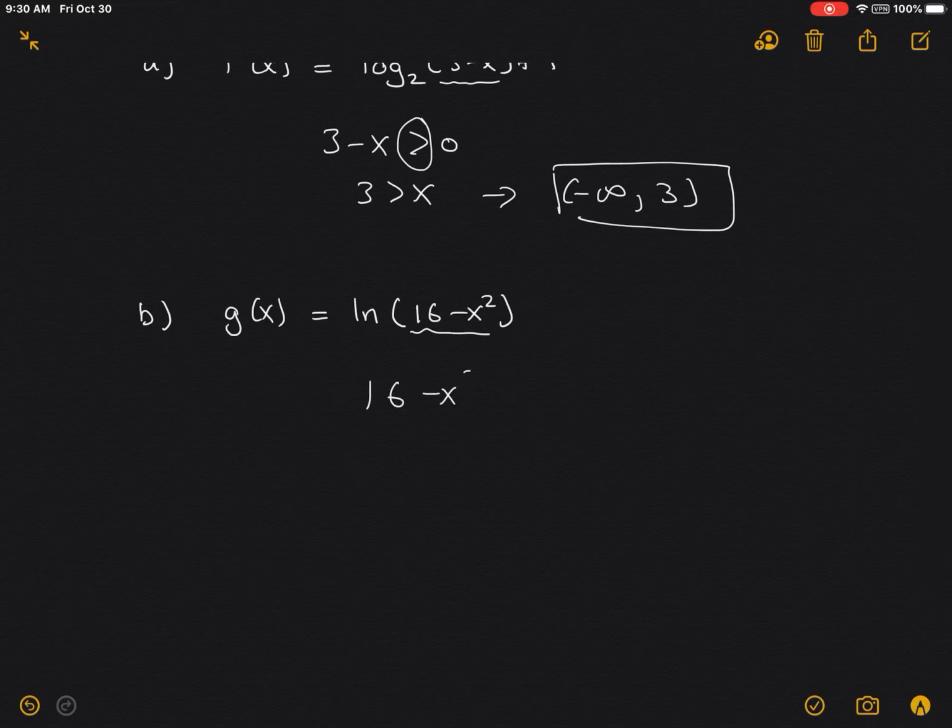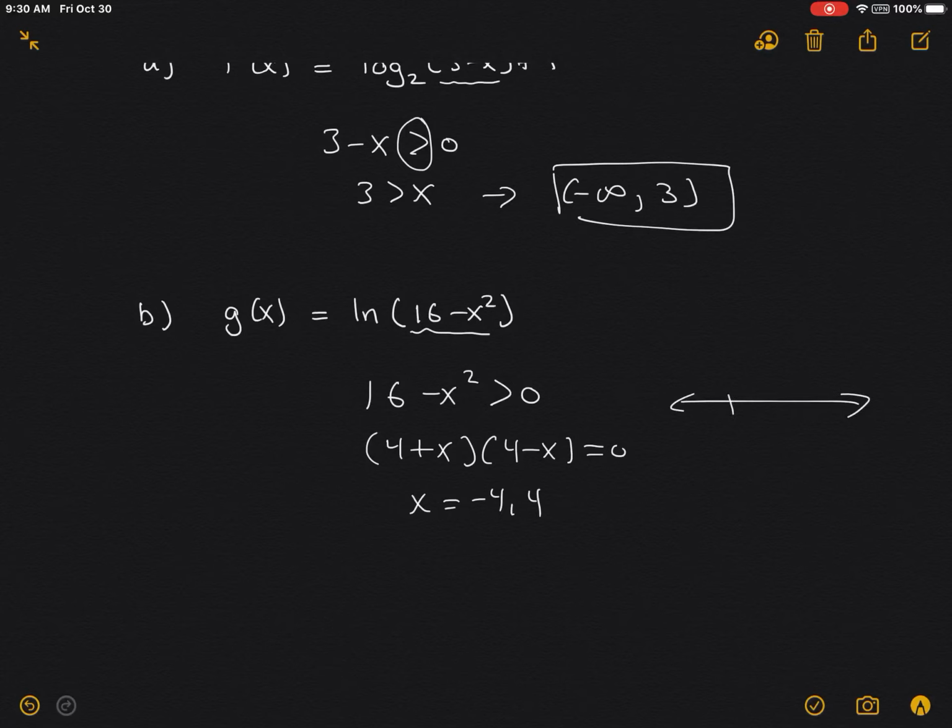So for this one right here, this is my argument. I set the argument greater than 0. And now you have a quadratic inequality, right? If you remember how to solve this, you need to briefly change it to equal 0, get the x-intercepts. You're going to get -4 and +4, and then you have to test on the number line. Okay, so again, this is how you solve a quadratic inequality.